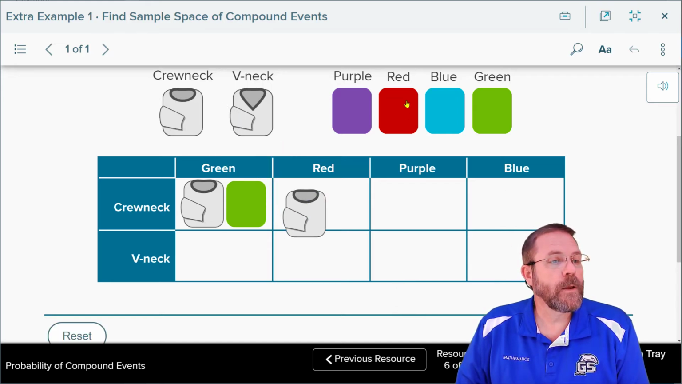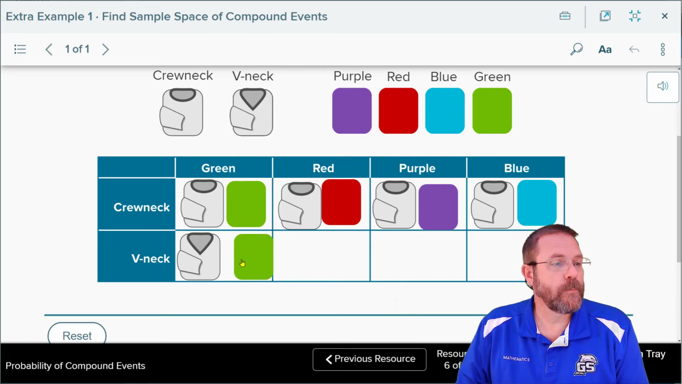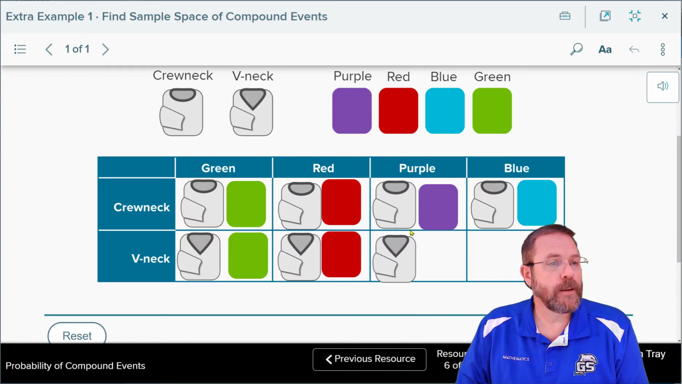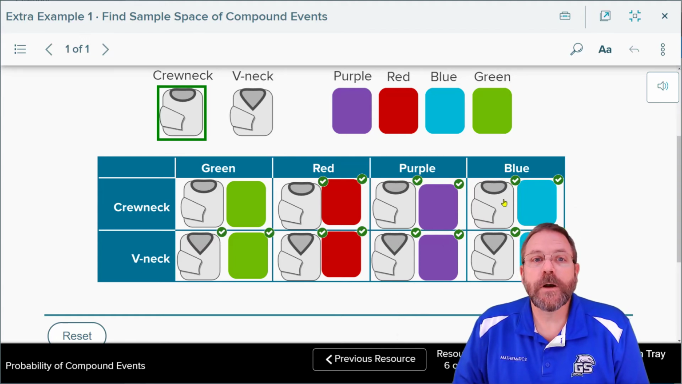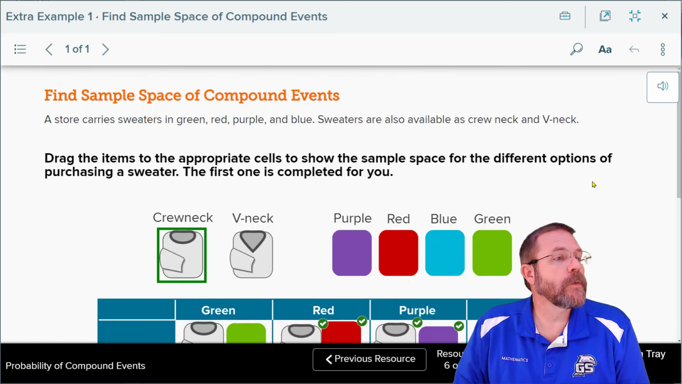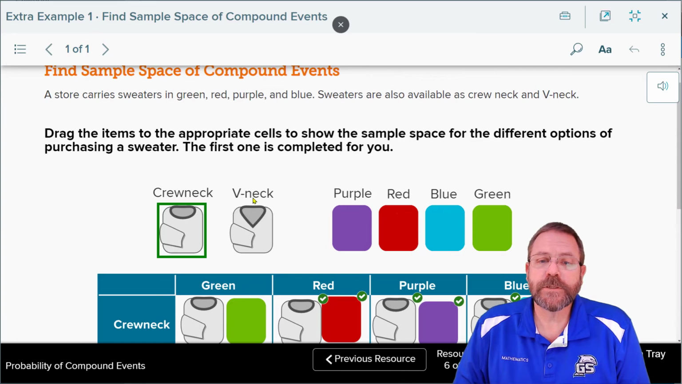So he could get right here, a crew neck in red. He could get a crew neck in purple and a crew neck in blue. Next, we could do a V-neck in green. We could do a V-neck in red. We could do a V-neck in purple. And we could do a V-neck in blue. Check it. That's our sample space. There's 8 possible combinations that he could get, or you could get, for that sweater. Easy math doesn't get much easier than that.